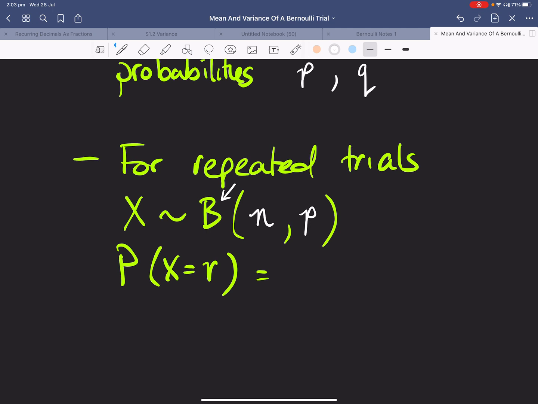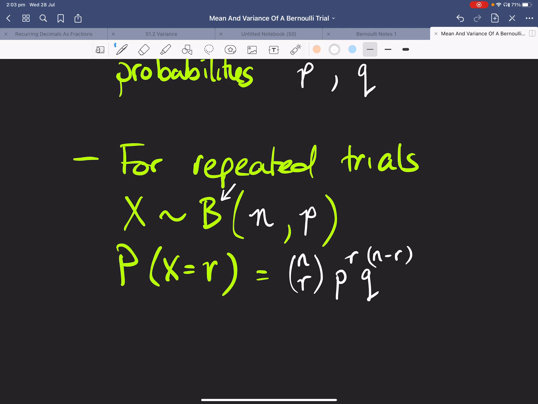And if you've got n trials and you're looking particularly at determining the probability of getting a particular number of successful outcomes, so in this case we'll say R successful outcomes, we look at the number of ways of getting our R outcomes multiplied by the probability of a success, R times, and multiplying that with the probability of failure, n minus R times. So that's the questions that we've already looked at.